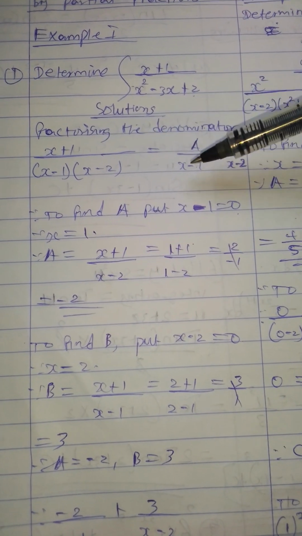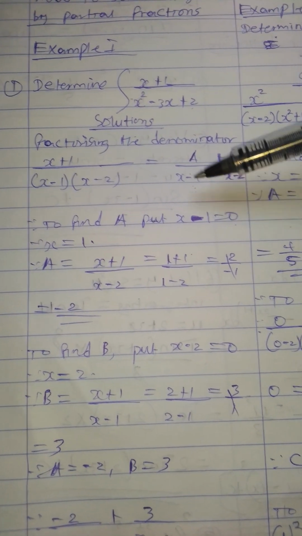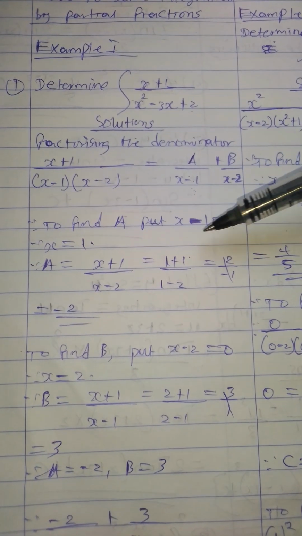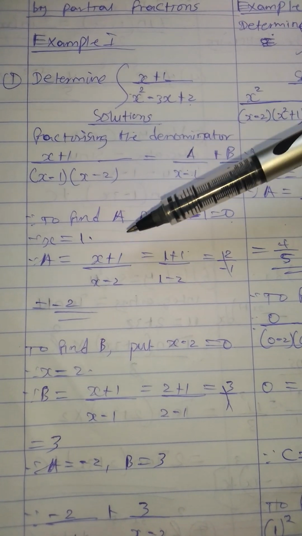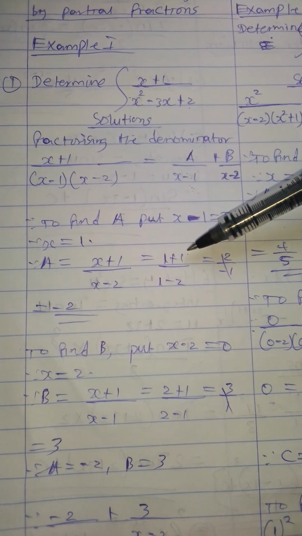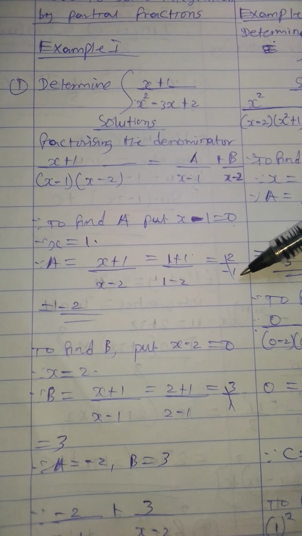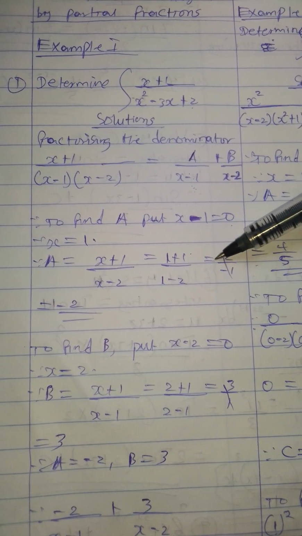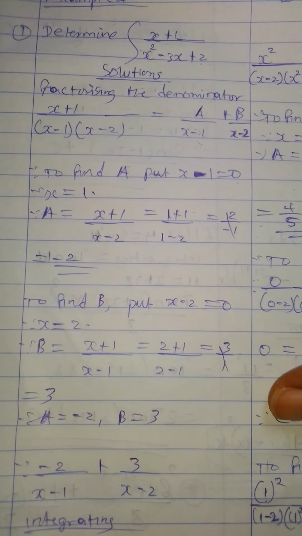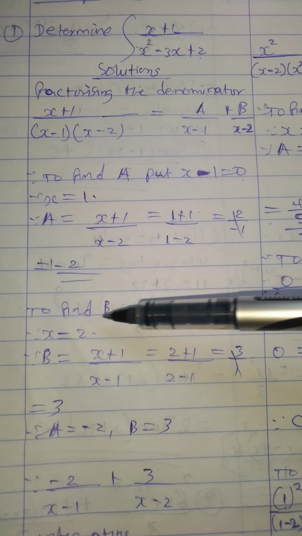Now therefore equating the fraction of A, which is x minus 1, to 0, x will give you 1. So since x is 1, put x to be 1 in this equation. That becomes 1 plus 1 all over 1 minus 2. That becomes 1 plus 1 is 2 all over 1 minus 2 is minus 1. So divided by this will give you minus 2.